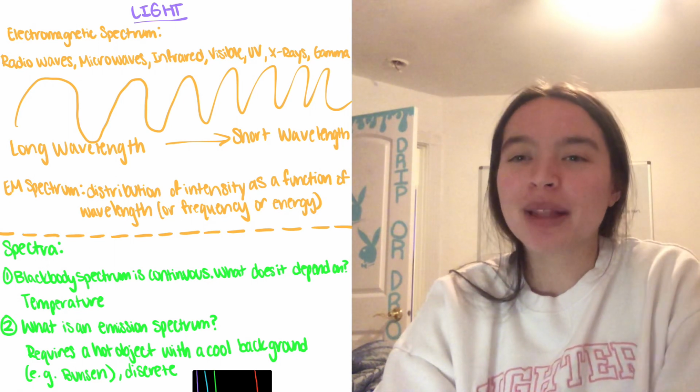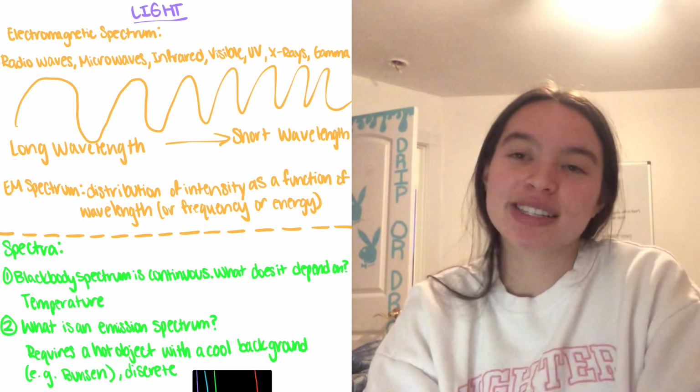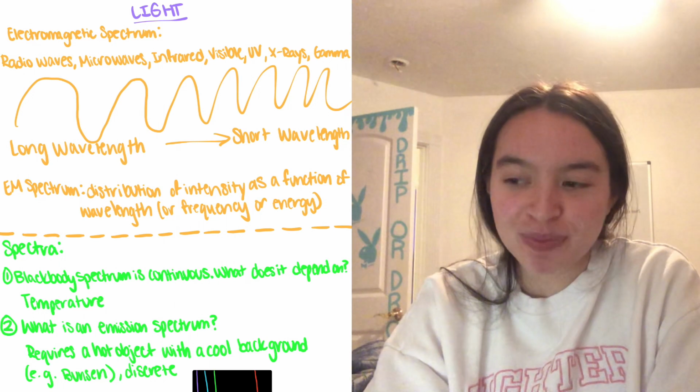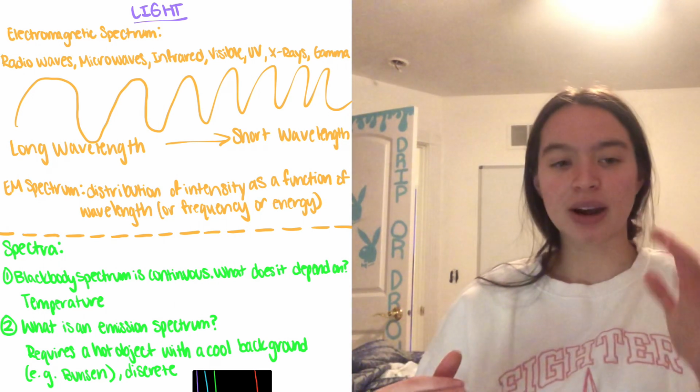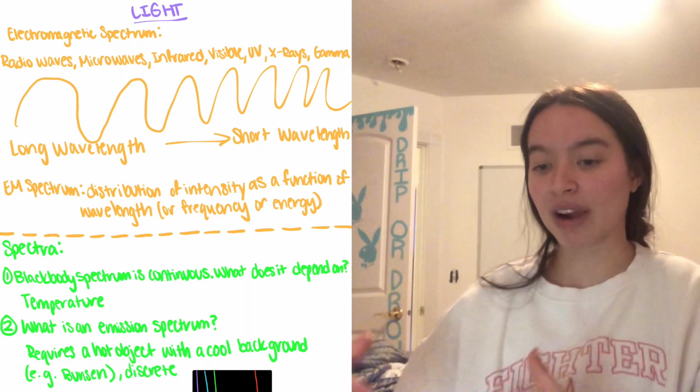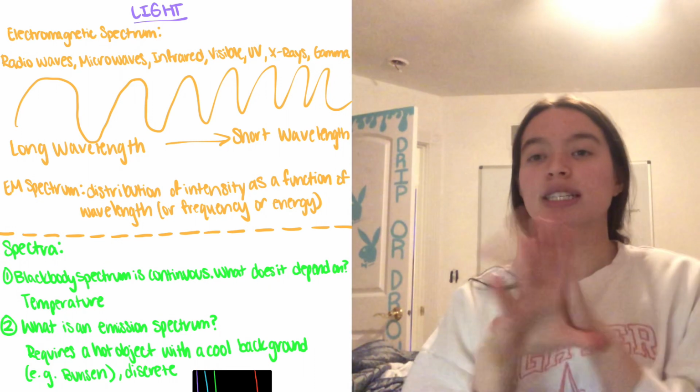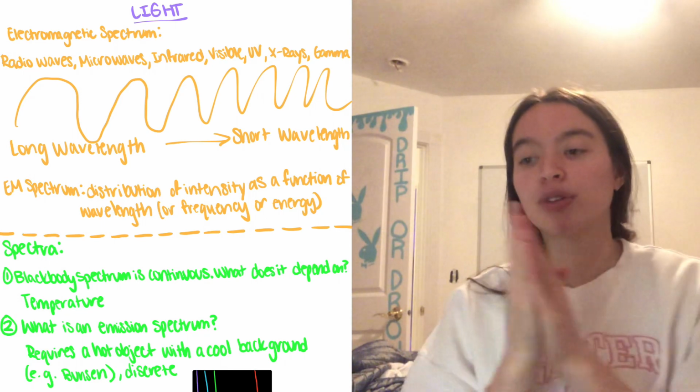Next question, black body spectrum is continuous. What does it depend on? The answer is temperature. Next question, what is an emission spectrum? Emission spectrums require a hot object with a cool background. It's also discrete as well. What you're going to see is a black background with a few colorful lines spread out.